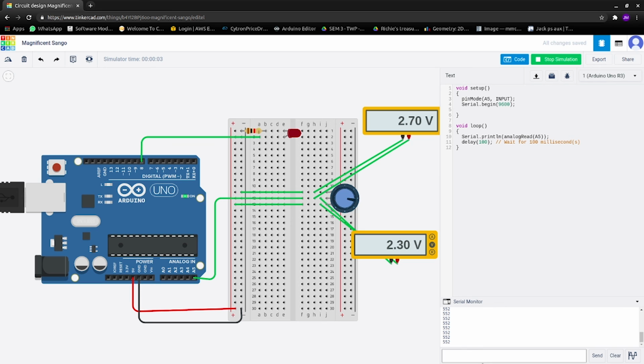Okay, and pull up our serial interface, and we should see that right now it reads 552. As we alter the dial, the reading should change. If we put it all the way up here, we should get a reading of 0, and if we put it all the way down, we should get the maximum reading of 1023. And in between them is all the values in between.